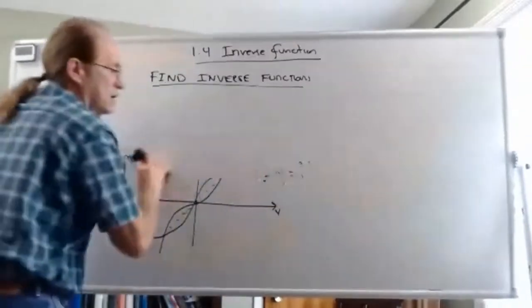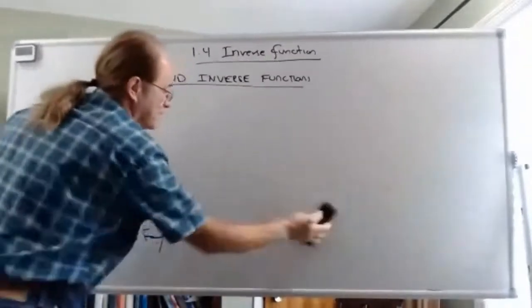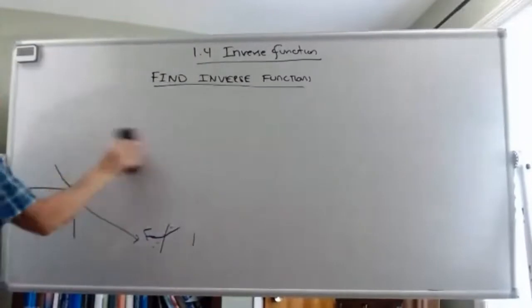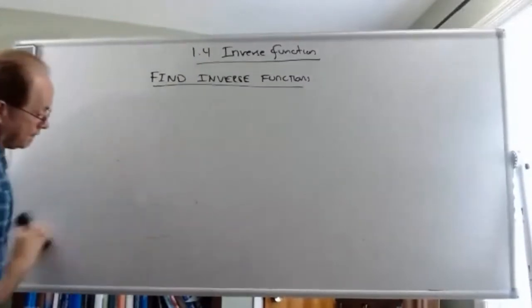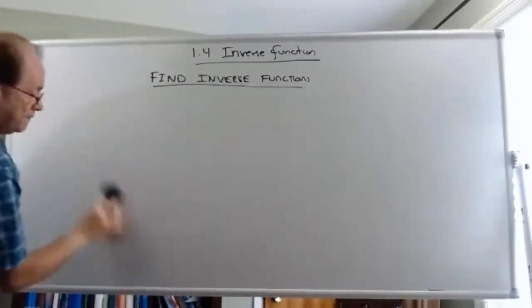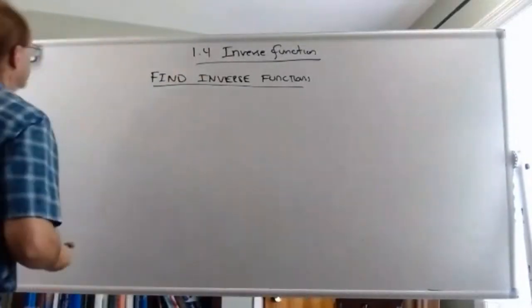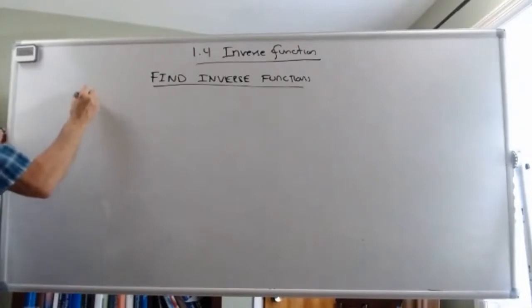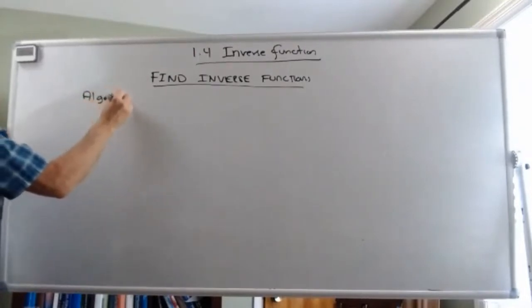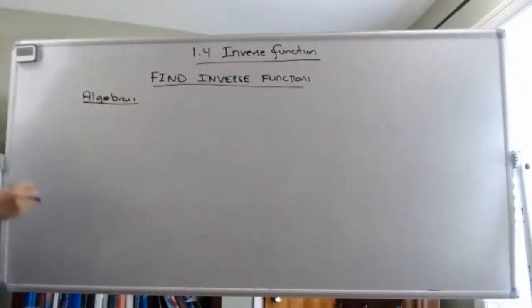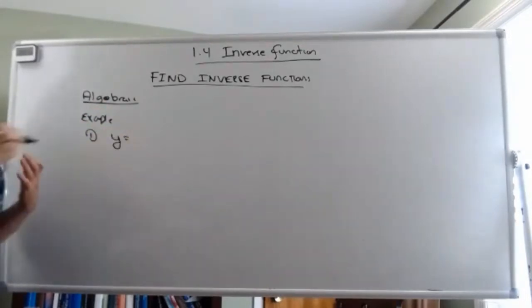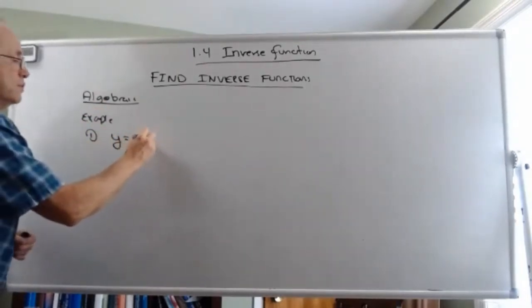This is where it gets a little more involved. Here's where you have to practice your algebra to get various types of functions. So here's the algebraic approach. So we start with some function. Let's start with a simple one. Here's some examples. So let's take a straight line, y is 2x minus 3.